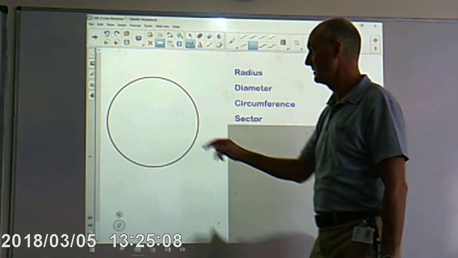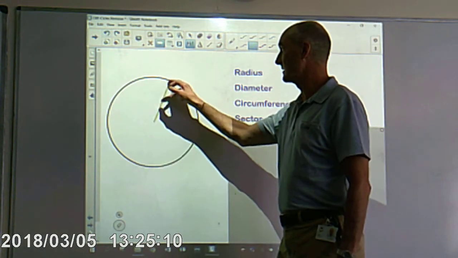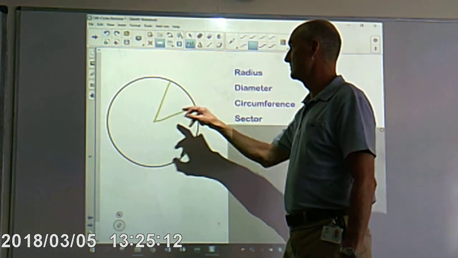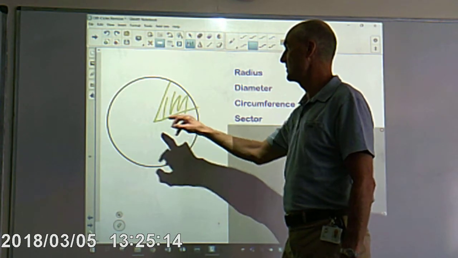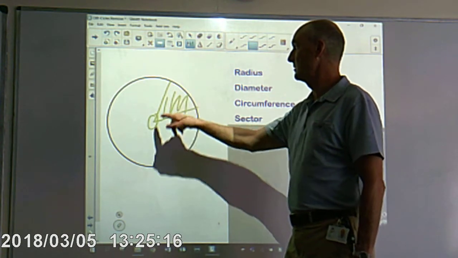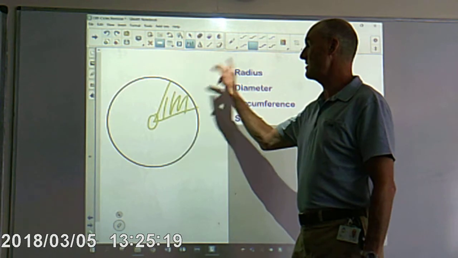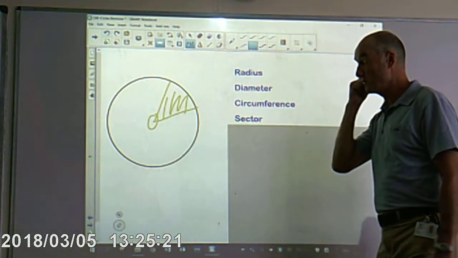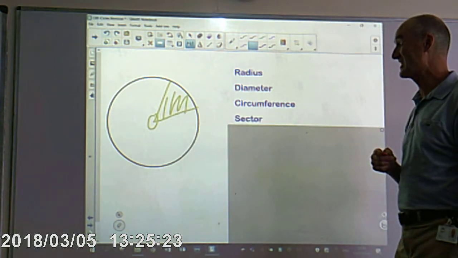A sector. A sector is like a slice of the cake. So from our centre point, we're taking a slice out of the circle. That is a sector.